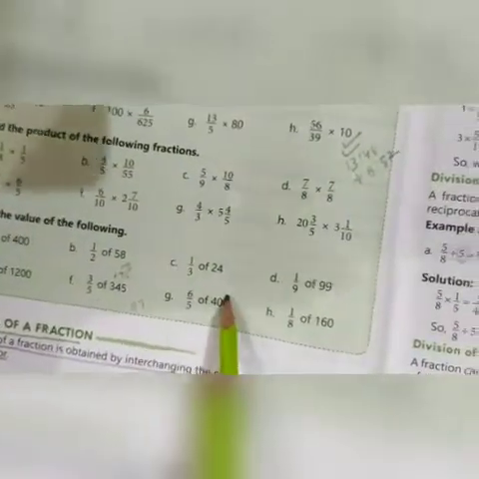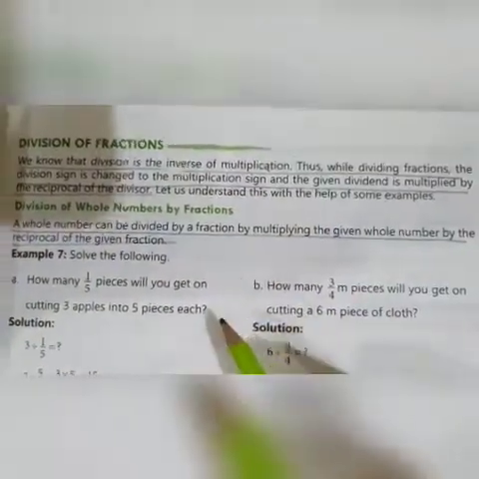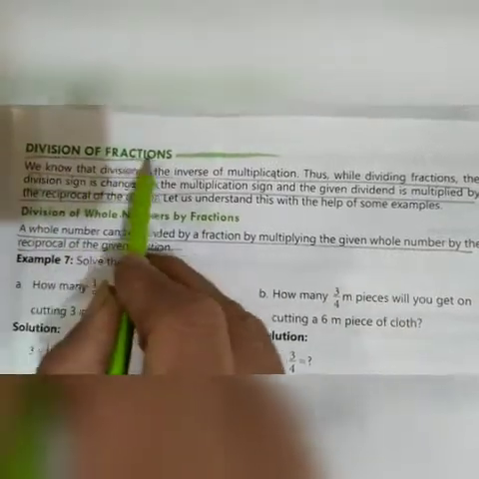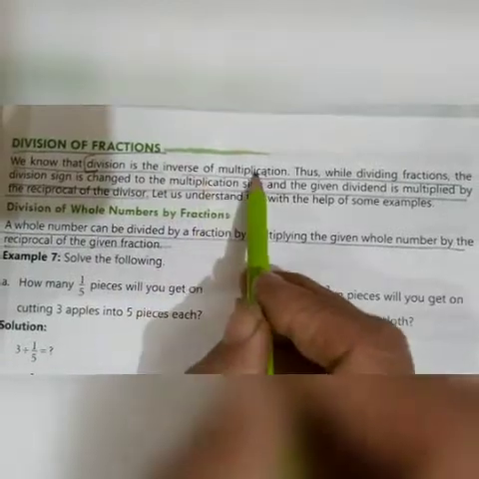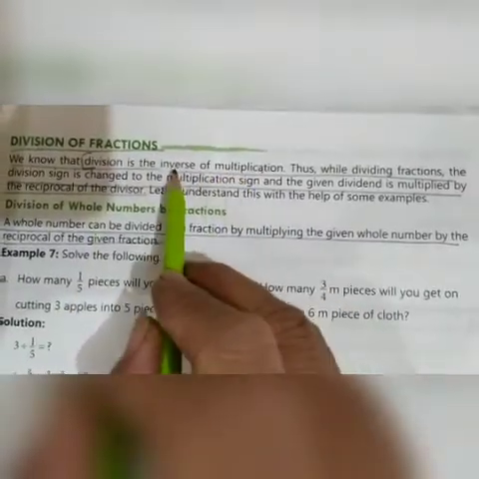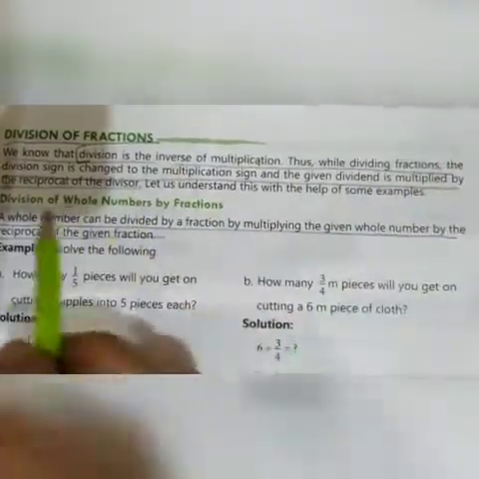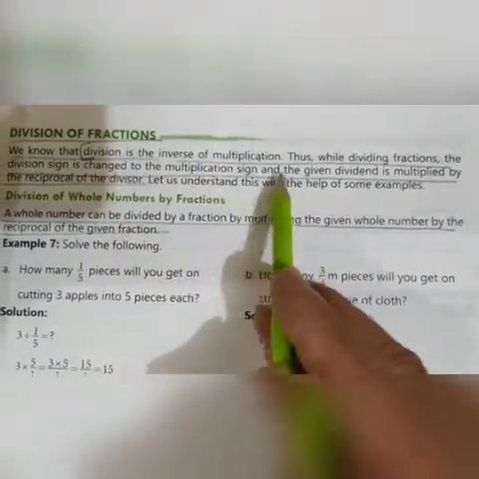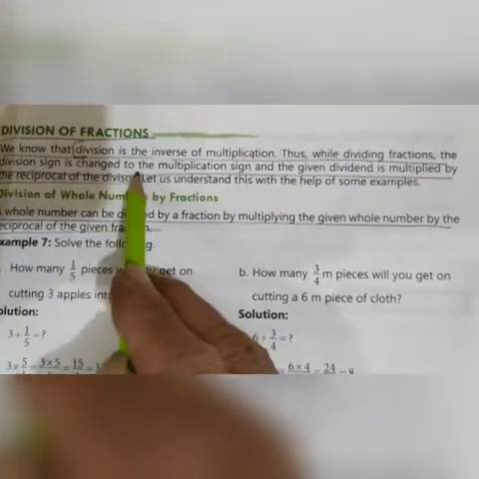So students, after finishing this exercise, you will write this one from here. You can write, because the camera is not moving at this time, division of fractions. You will write this one. Then from here, division is the inverse of multiplication. Division is the opposite of multiplication, it is the reverse. Thus while dividing fractions, the division sign is changed to the multiplication sign and the given dividend is multiplied by the reciprocal of the divisor.